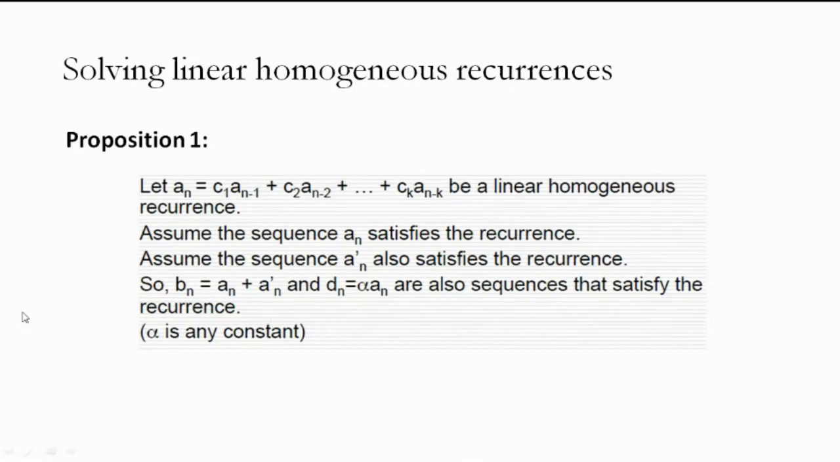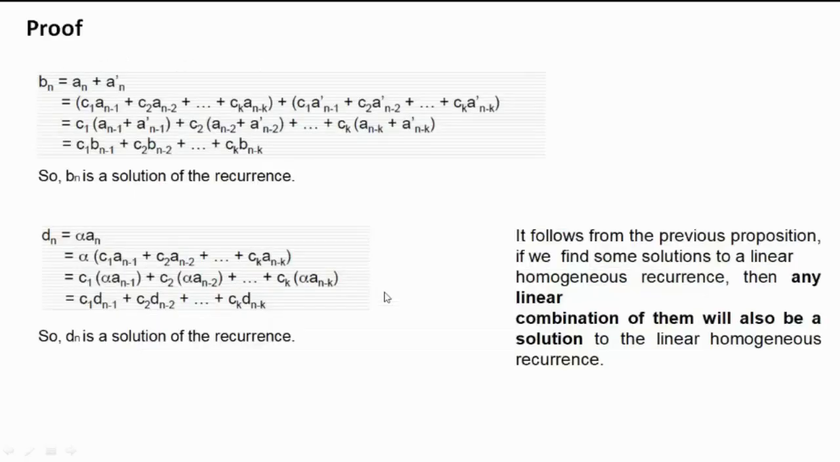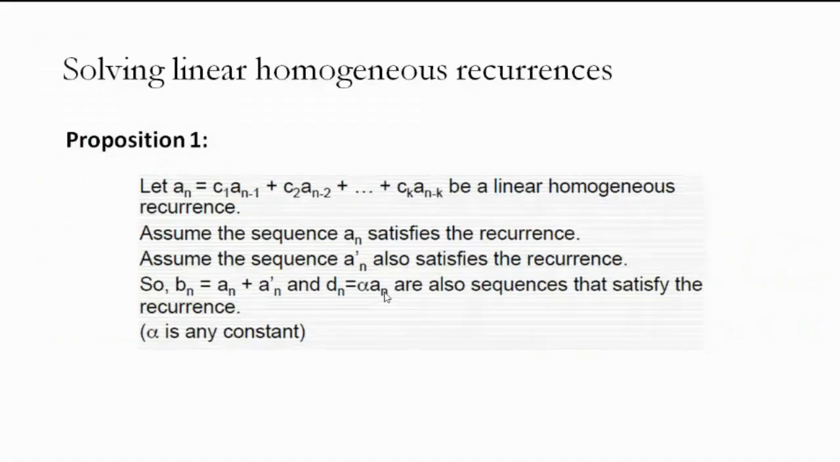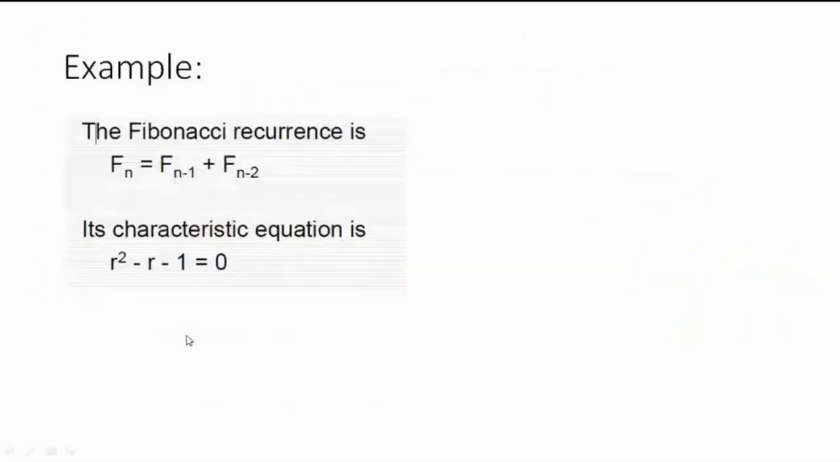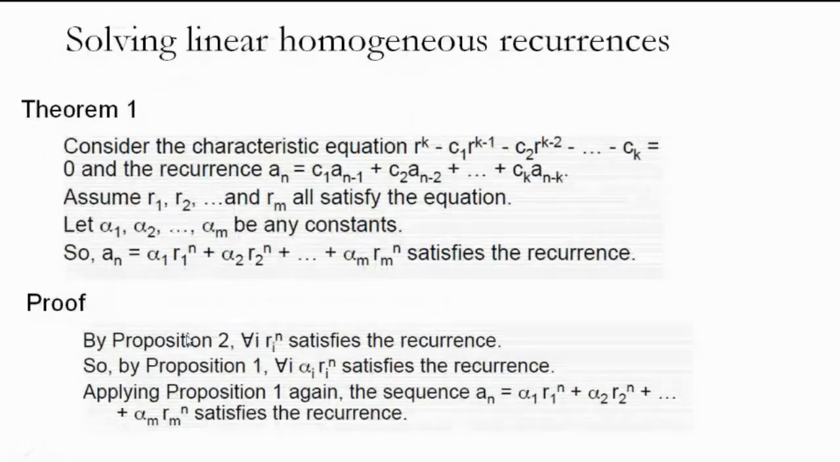If it is so, then bn is equal to an plus a dash n will also be a solution, and also dn is equal to alpha an. These two different proofs we have seen. So if it is alpha an, then okay, this particular proof we have seen here. So by keeping in mind, by proposition 1, for all i, alpha i ri power n satisfies the recurrence.